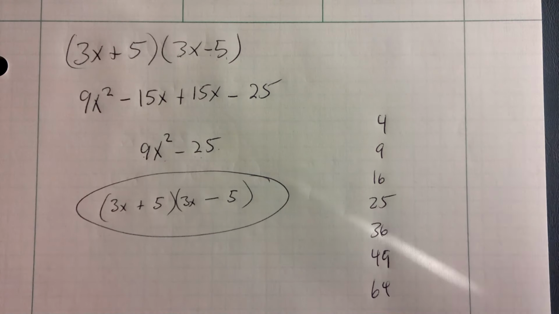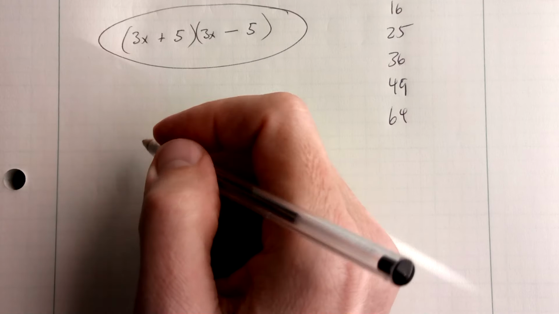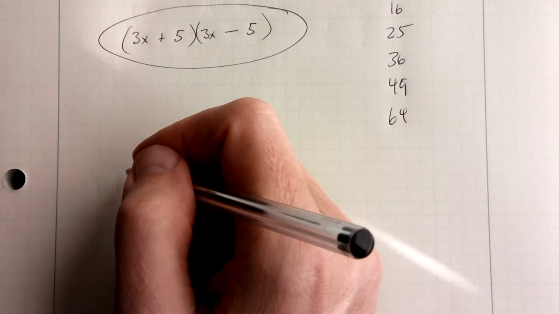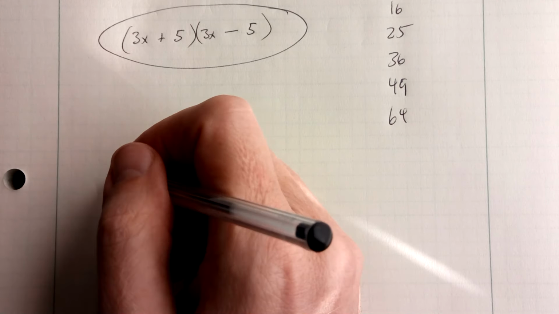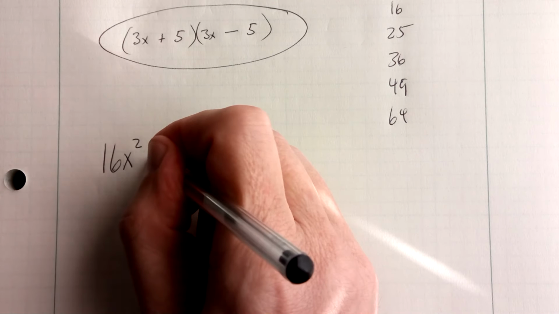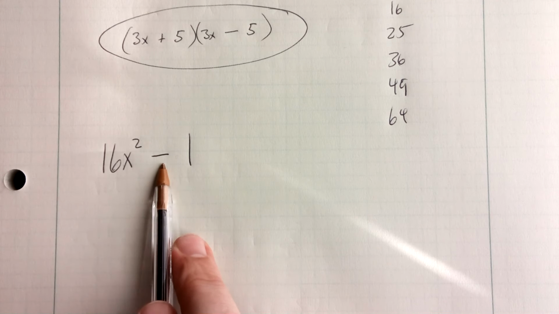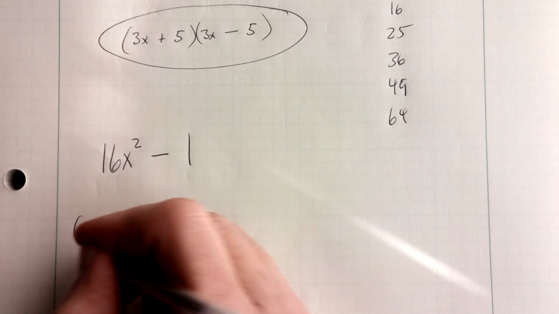So let's do an example where you might not see it exactly. They might give you something not too difficult, but they might give you, let's say, 16x squared minus 1. And it's always a minus, by the way. It'll never be plus. Well, again, all you're going to do is do two sets of parentheses.